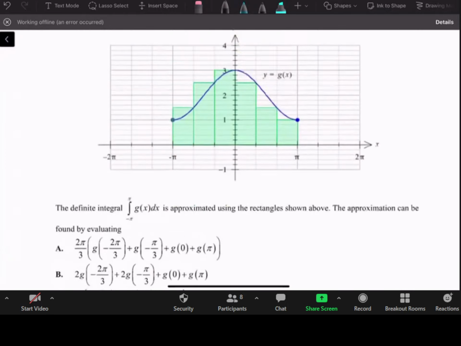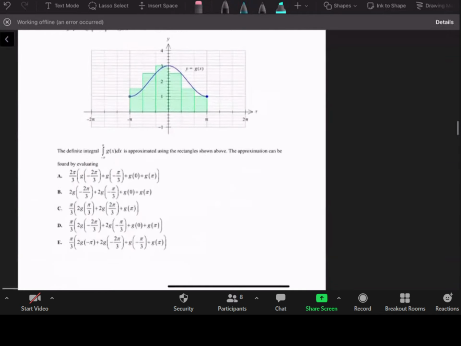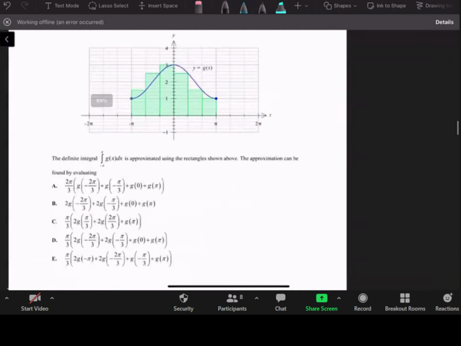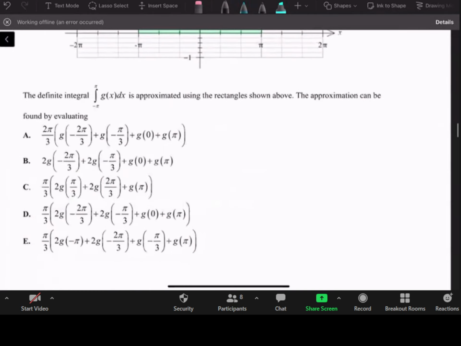So question 16. For this question, it might look like there's not an answer, because it looks like you need 1, 2, 3, 4, 5, 6 y values, like height values for the boxes. So you might look at the options and see that none of them have 6 and think they're all wrong.